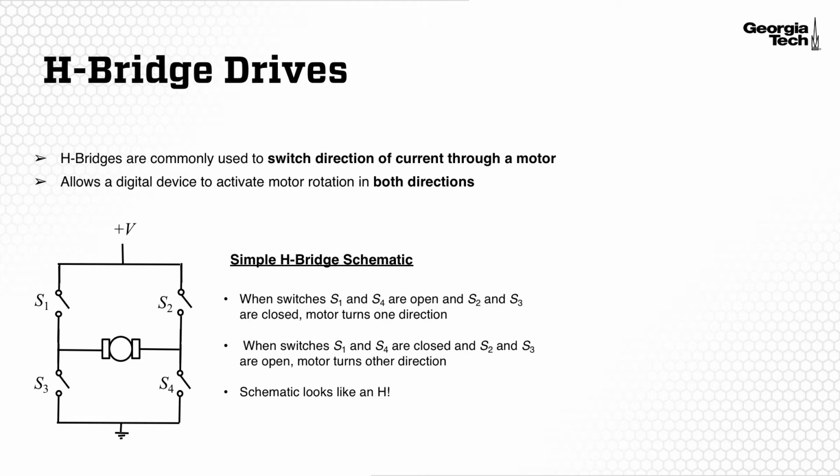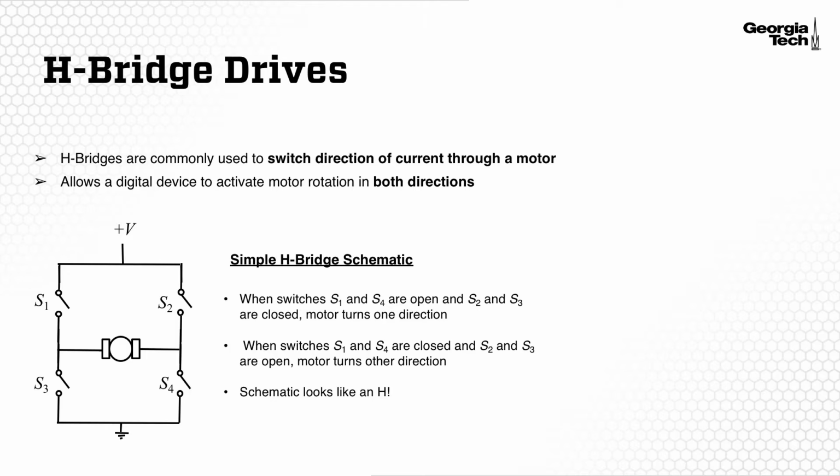An H-bridge is a typical integrated circuit that we'll use to switch the direction of current through a motor and allow it to turn in both directions. We can see a schematic of an H-bridge circuit here. Essentially, an H-bridge consists of 4 switches. The way this circuit works is we hook the motor terminals as shown across these switches right in the middle. And we apply power to the H-bridge at the positive V up top and ground at the bottom.